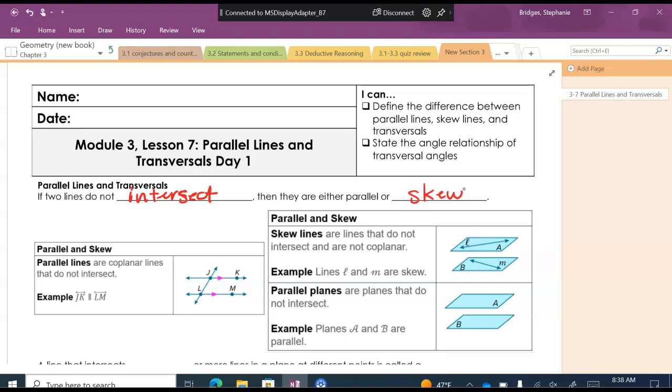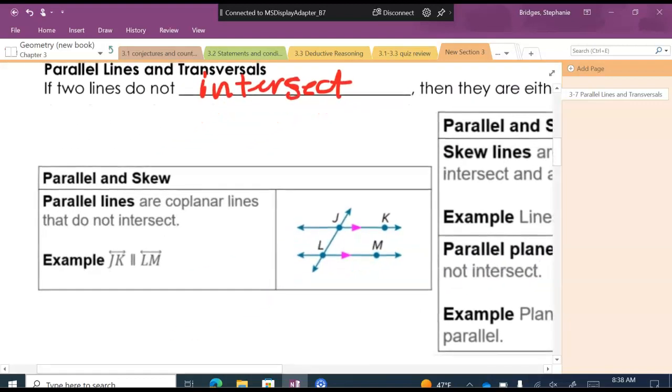So everybody look at my markers. This is skew. This is parallel. Okay, parallel, skew. Everybody see the difference? Okay. So if we look at this first little box here, it's talking about parallel and skew. Parallel lines, again, are coplanar. They are in the same plane, and they do not touch. The key word here is coplanar.